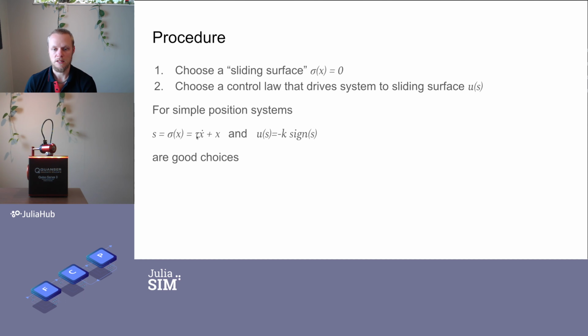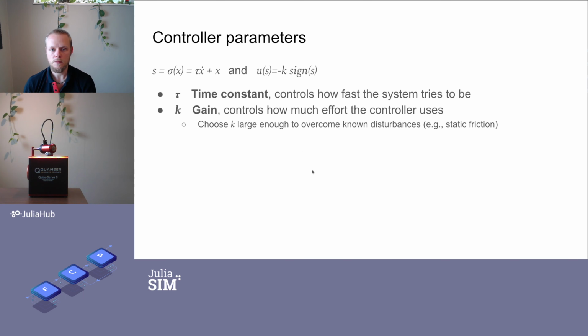And we can choose this time constant here. And then we pair that with a controller minus k times the sign of the sliding variable. So we see that this controller only has two possible outputs. It's either plus k or minus k, depending on the sign of the sliding variable. So it's kind of an extreme all or nothing kind of controller.